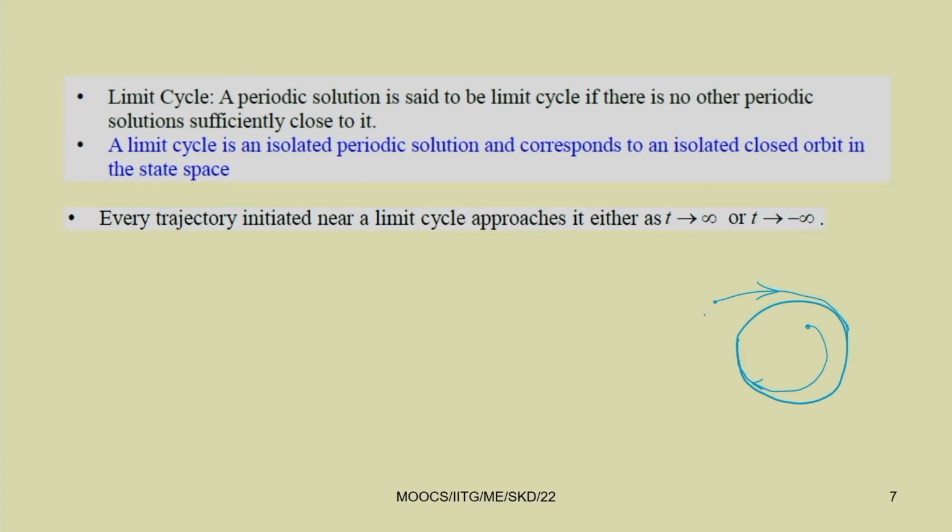With a different initial condition, it always comes back to this periodic trajectory or periodic orbit. This type of solution we have seen in case of the van der Pol oscillator. This van der Pol oscillator is a self-excited system.